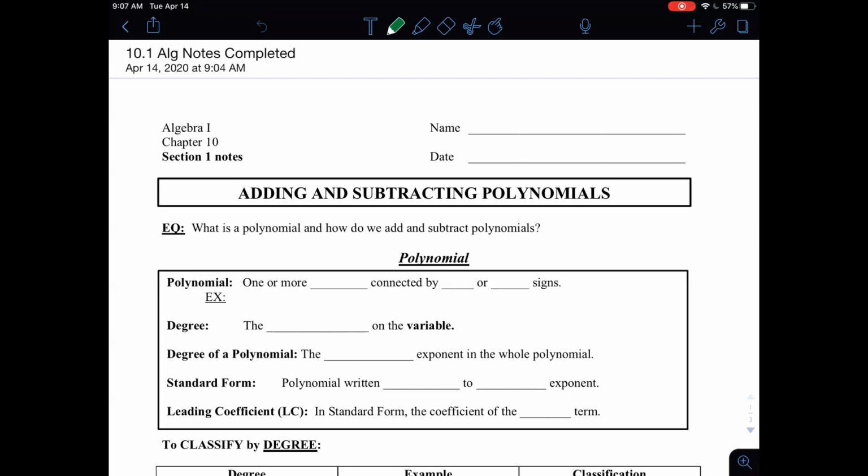Let's read it as a class. Ready? 1, 2, 3. Adding and subtracting polynomials. Essential question 1, 2, 3. What is a polynomial, and how do we add and subtract polynomials?